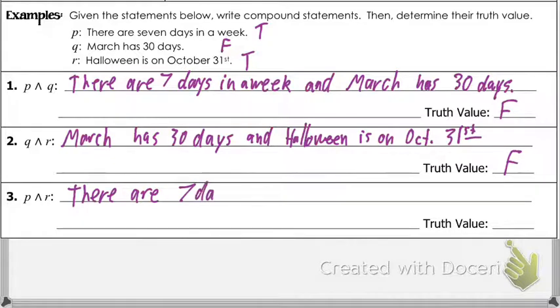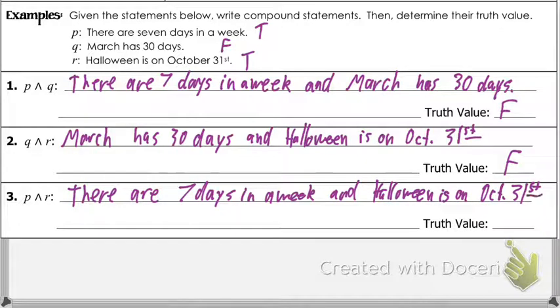Very good. There are 7 days in a week, and Halloween is on October 31st. Now, is this true or false? True. That's true, because both of them are true. So this is a true statement. Now, do these have anything to do with each other? No, but you can still say, as a compound statement, it is true.